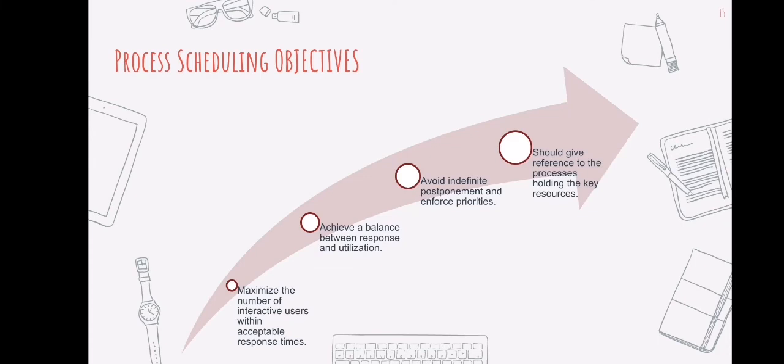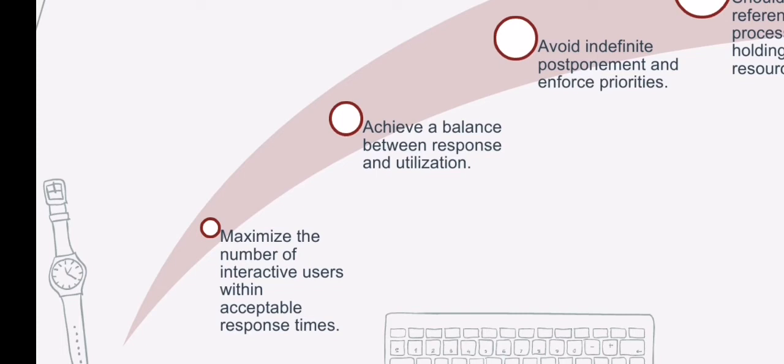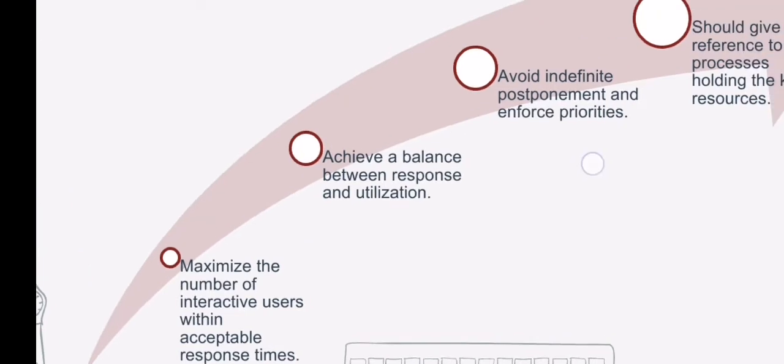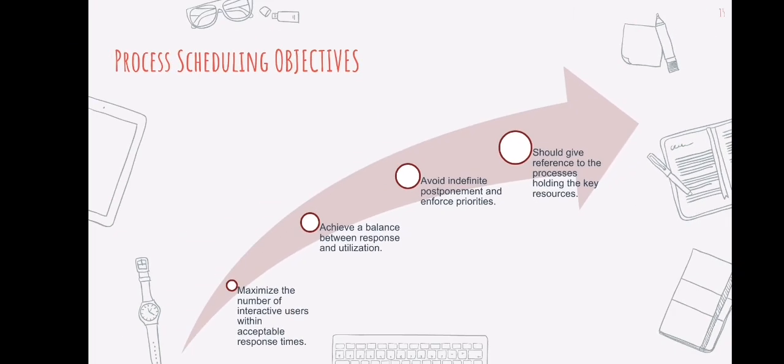Now you know what process scheduling is and its three types. Here are the important objectives of process scheduling. First is to maximize the number of interactive users within acceptable response time. Second, achieve a balance between response and utilization. Third, avoid indefinite postponement and enforce priorities. And fourth, give preference to the process holding the key resources. So those are the objectives of process scheduling.